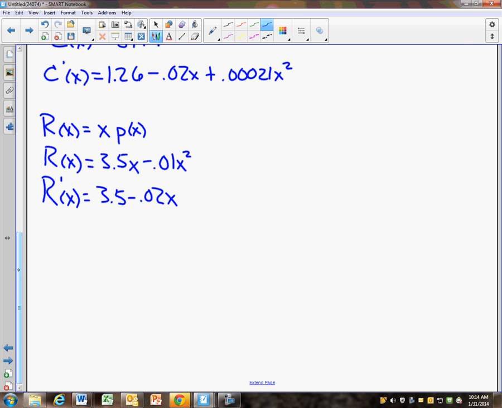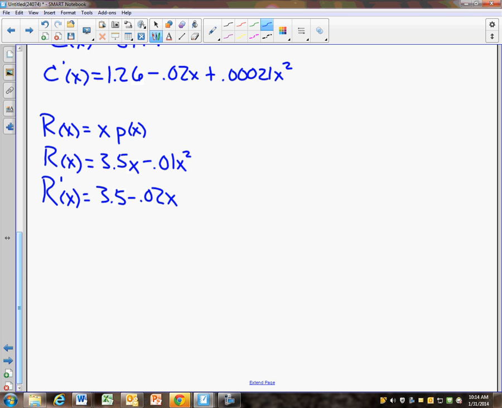So once again, what we're trying to do is take R prime and set it equal to C prime, and that will tell us our maximum. I shouldn't say it will tell us our maximum profit. It will tell us the production level that will give us the maximum profit.